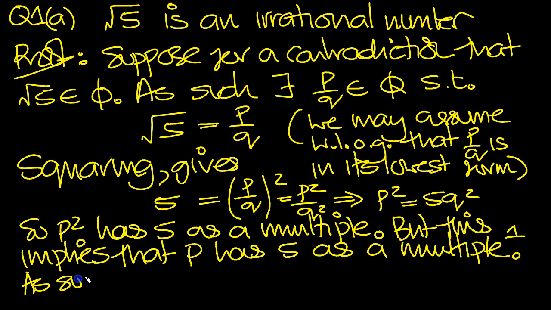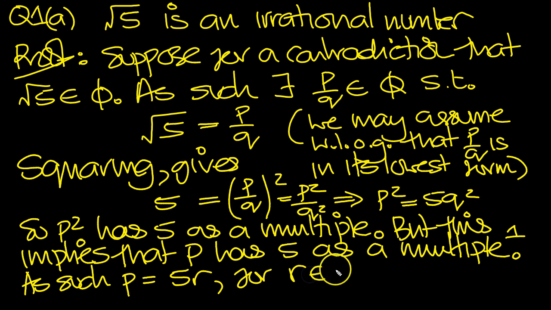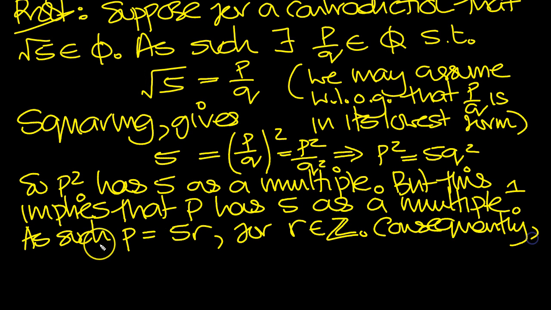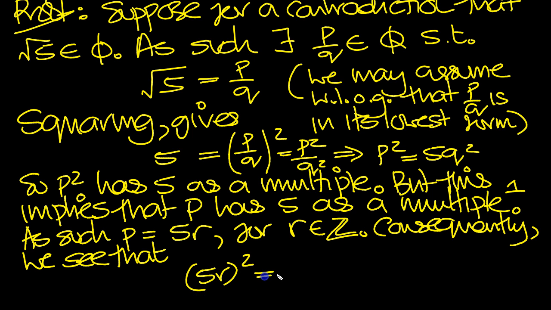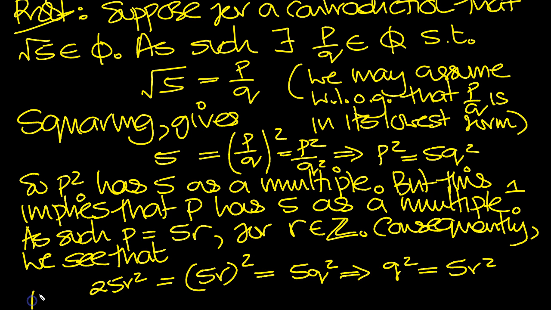As such, p will equal 5r for some integer r belonging to the set of integers. Consequently, let's substitute then. p squared is 5r squared, so put that in there. So 5r squared equals 5q squared, and 5r squared will be 25r squared, won't it? Divide by 5 both sides, and that tells us, reading from right to left, that q squared is 5r squared. Here, q squared also has 5 as a multiple.